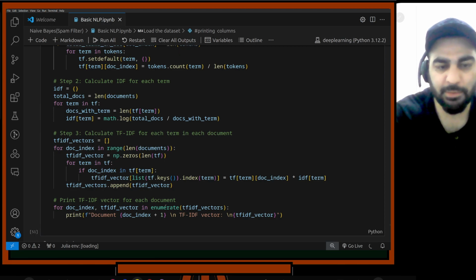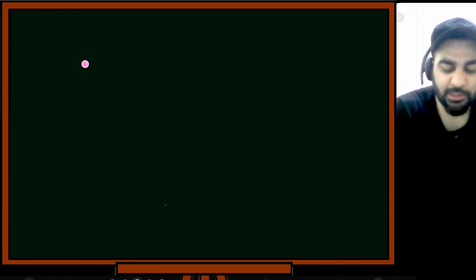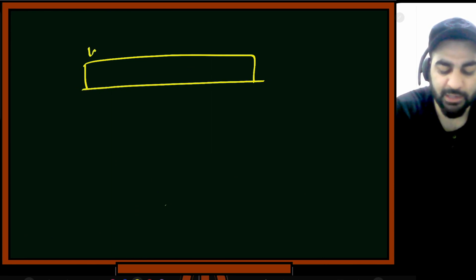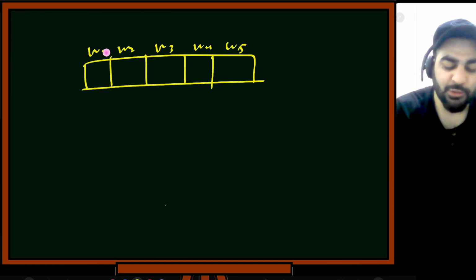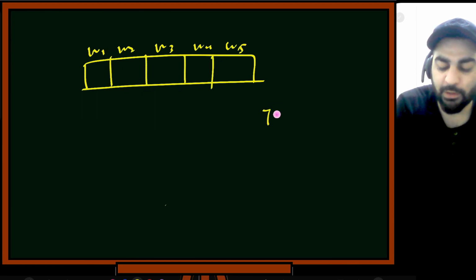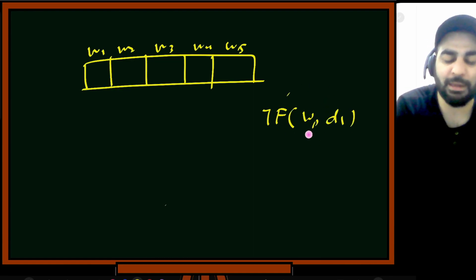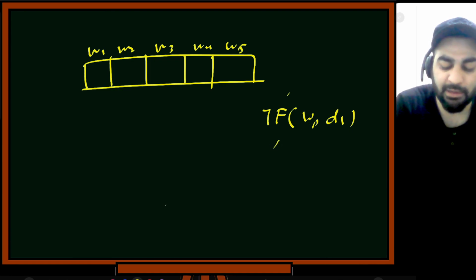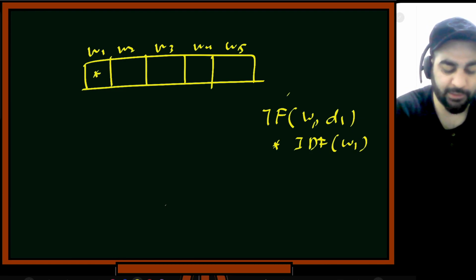I'll just close the code so that I can show it. We had initialized it with 0. So we had W1, W2, W3, W4, W5, something like this. These are my words. Now for W1, I'll look for the term frequency of W1 corresponding to document 1. I have a lookup table for this, so I'll take that value and multiply it by the IDF of W1. I also have a lookup table for this. You multiply these things and put the value over here.